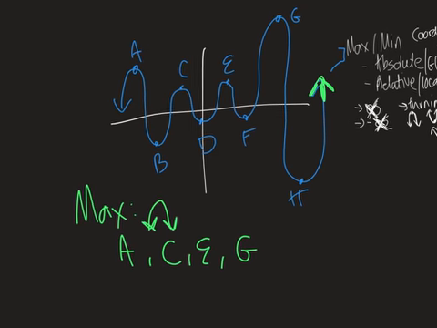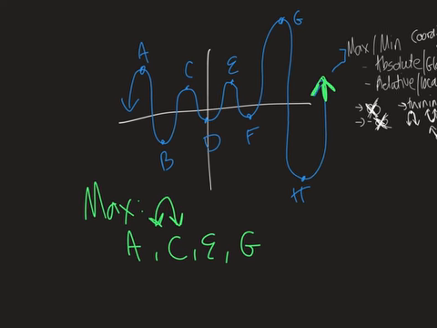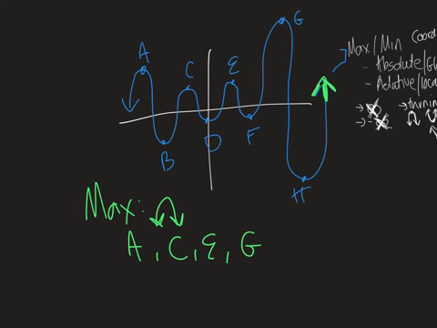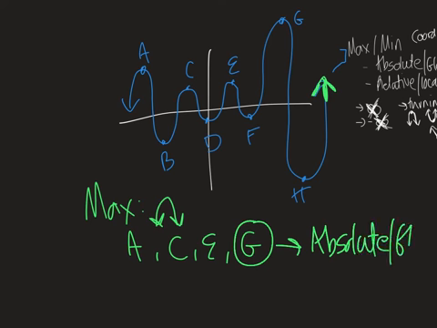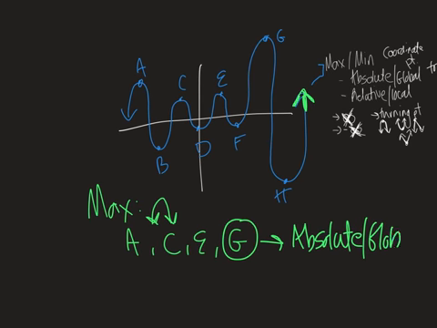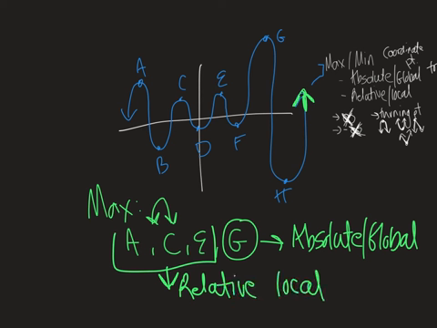Well, which one is the absolute? Which one is the absolute? Well, it's gonna be the one that's actually the highest because I'm talking about maximum. So G is actually the highest, so this is gonna be my absolute or global, right? Those mean the same thing. Okay, which means the rest would be my relative or local. Okay, because they're still maximums, they're just not the highest, okay? But they're still turning points that face down.